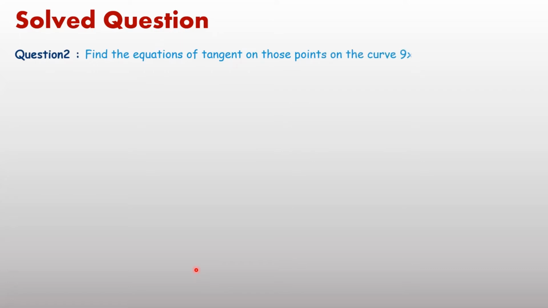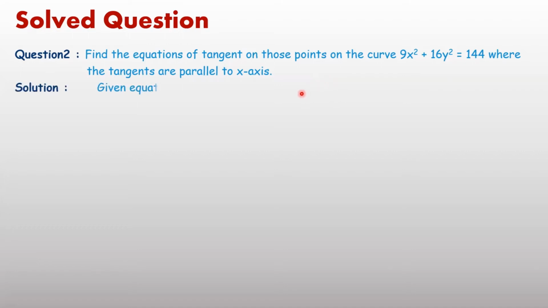Next, second question. Find the equations of tangent at those points on the curve where the tangents are parallel to the x-axis. The given equation of curve is 9x square plus 16y square equal to 144. We have to find the equation of tangent at the points where the tangent is parallel to the x-axis. Tangent is parallel to the x-axis means slope of tangent equal to 0.